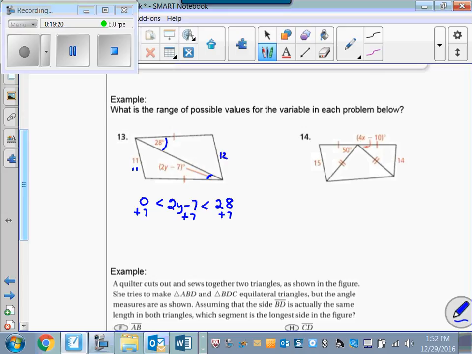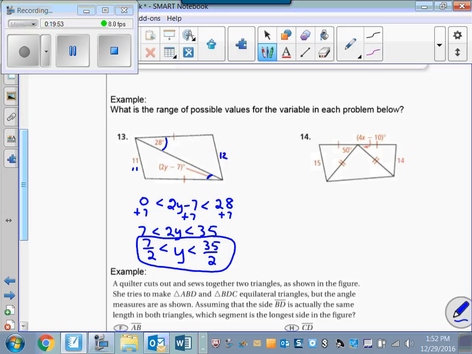So I'm going to add 7 to all three. So I've got 7 is less than 2y is less than 35. Now I got to divide everything by 2. y is going to be greater than 7 halves, and it's going to be less than 35 halves. So there's the range of possible values of y. Well, this angle here just has to be less than 28, and of course its measure has to be greater than 0.